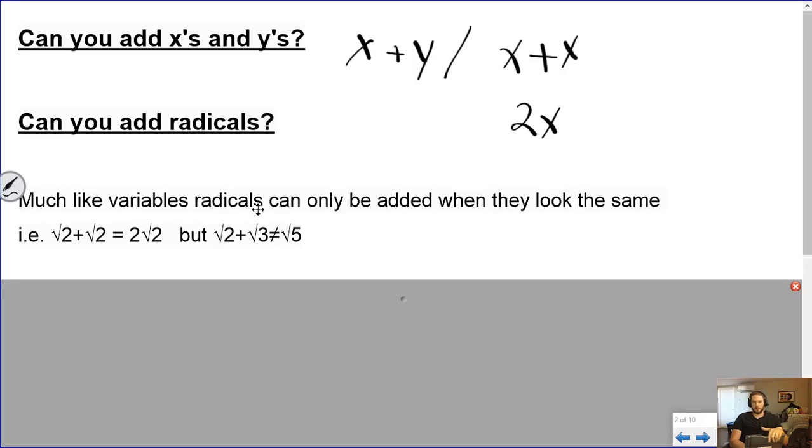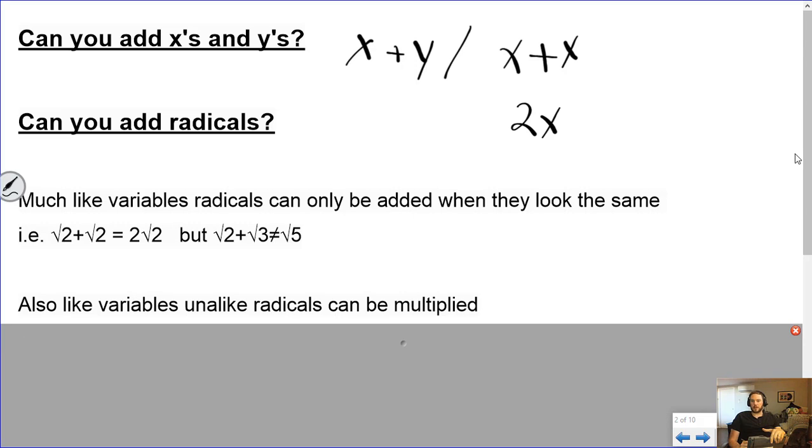But if I have root 2 plus root 3, root 2 and root 3 are not the same thing as 2 and 3, so they don't follow the same rules. We can't just say root 2 plus root 3 is equal to root 5, because it is not. That is not allowed. You cannot do that, for the same reason that x plus y is not equal to 2x or 2y, because they are different things that cannot be added.